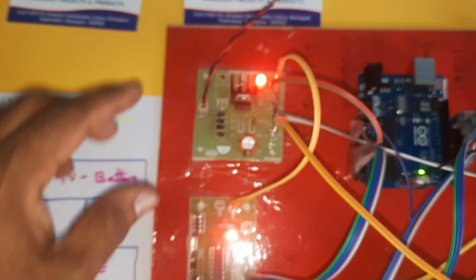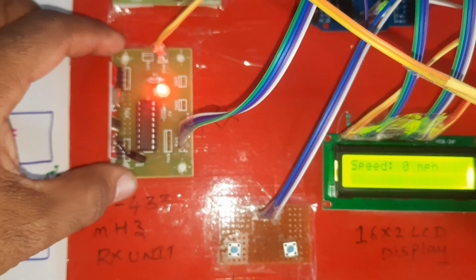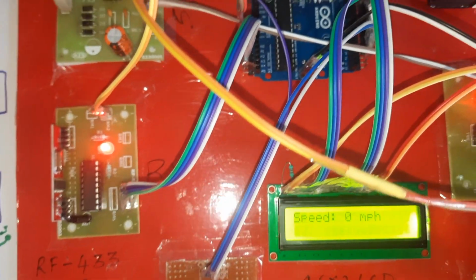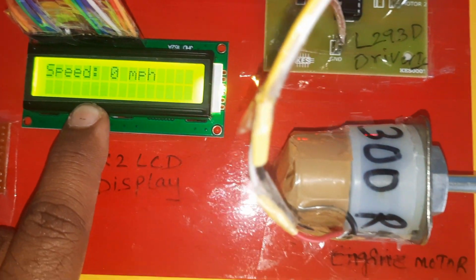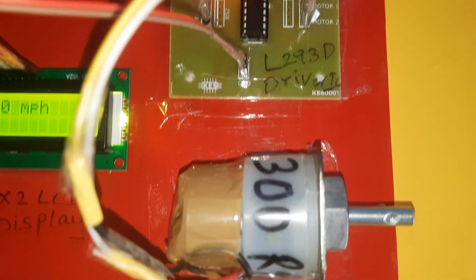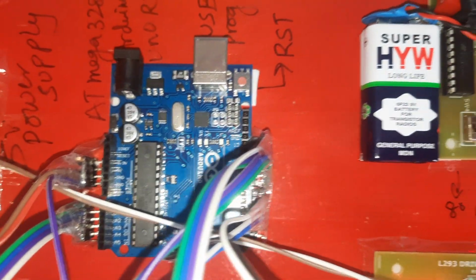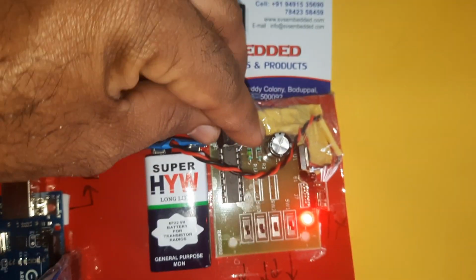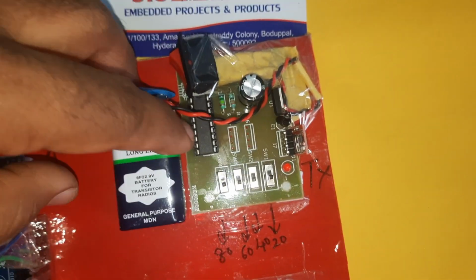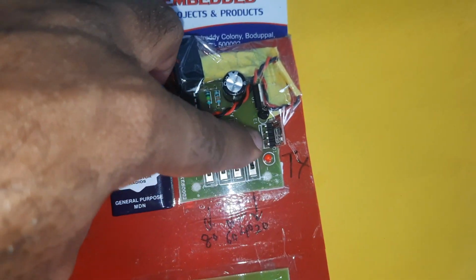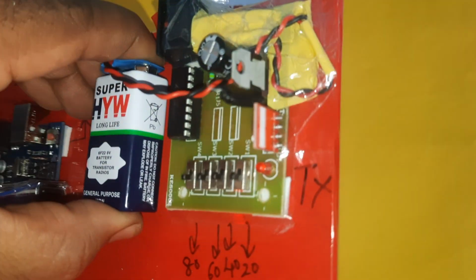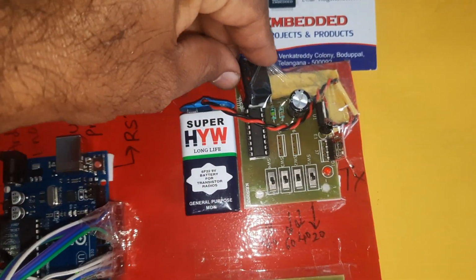Once again, the power supply board, 5 volt power supply module, RF 433 MHz receiver module, HT12D decoder IC, increment switch button, decrement switch button, 16x2 LCD display, 300 RPM DC gear motor, the L293D driver IC and Arduino Uno R3 board. The transmitter unit consists of a battery, ST12E encoder with 4 bit format 20, 40, 60, 80, a 7805 regulator, RF 433 transmitter module, and this is the on off button.